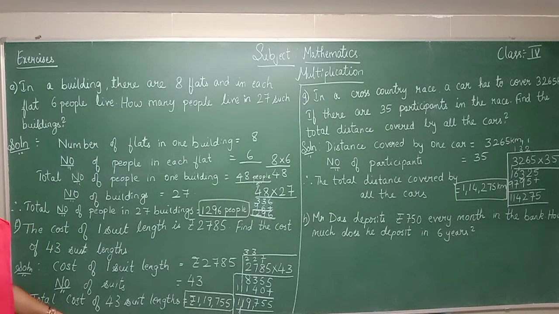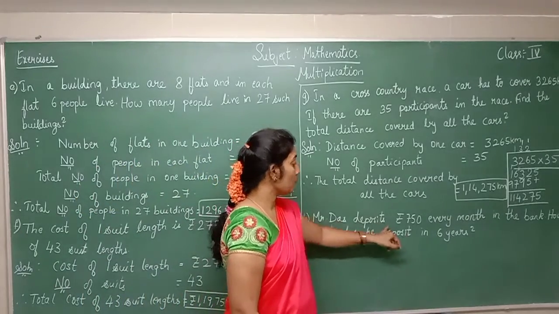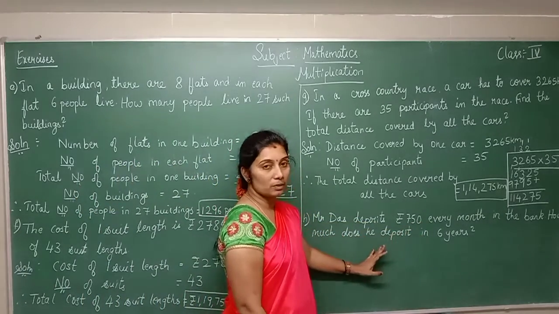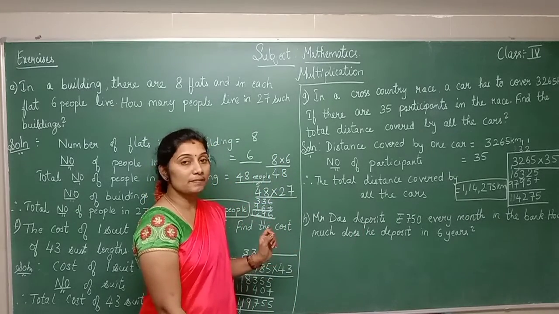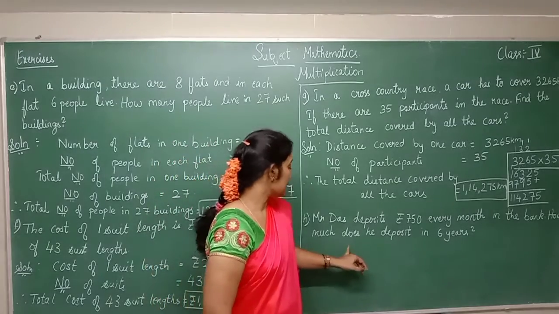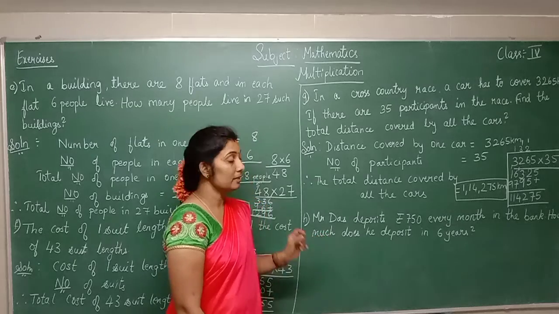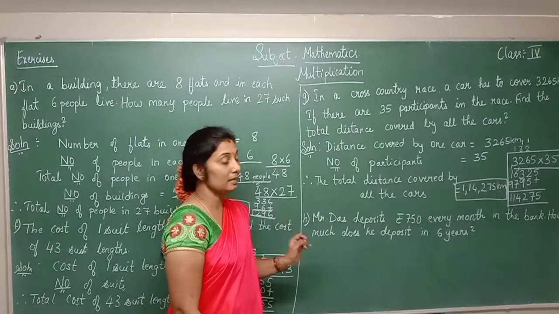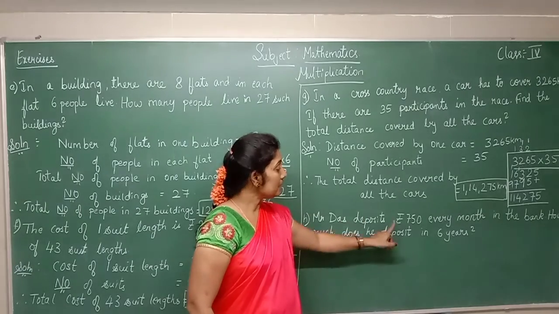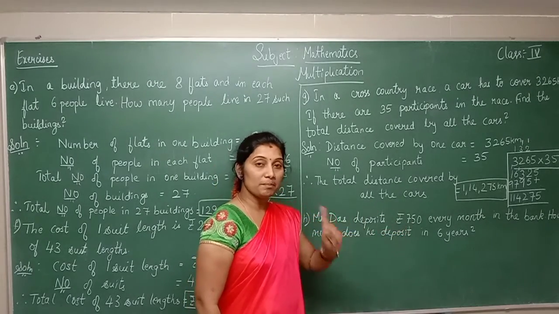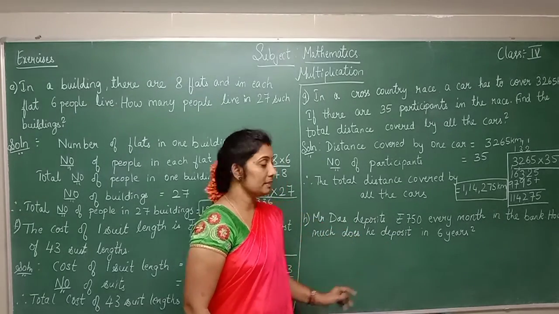The last sum of your story sum is here. Mr. Das deposits rupees 750 every month in a bank. Okay, every month he will go and put into his account how much? Rupees 750. How much does he deposit in 6 years? See, in 1 month he goes to the bank, he will deposit rupees 750 in 1 month. Not how much money it will become, how much he will deposit there. So like that for 6 years, how much is he going to deposit there?